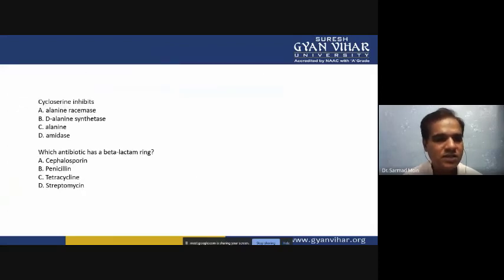Then next question: cycloserine inhibits, so option A is alanine racemase, option B is D-alanine synthetase, option C is alanine, option D is amidase. So you have to again select any one correct answer. And the last question is: which antibiotic has a beta-lactam ring? Option A is cephalosporin, option B is penicillin, option C is tetracycline, and option D is streptomycin.